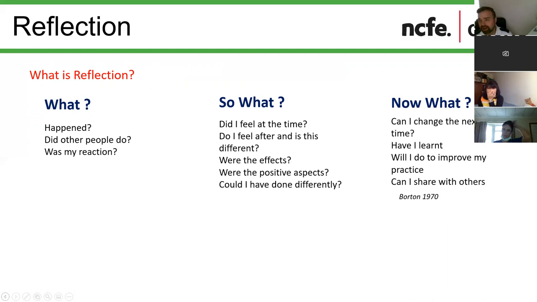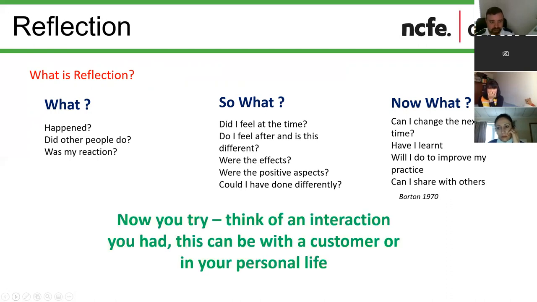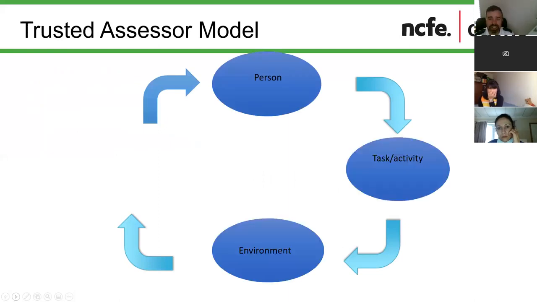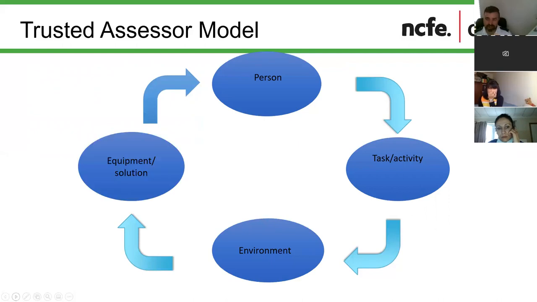I think you'll find that's Ralph's reflective model there. You can either use Ralph's reflective model or Gibbs' reflective model, but ultimately when we're assessing a patient, we need to be looking at some level of reflection. So the trusted assessment model looks at the person, it looks at their tasks and their activity, it looks at the environment, and it looks at the equipment. So I just want us to think about our customers in our homes, okay? So customers in our homes.